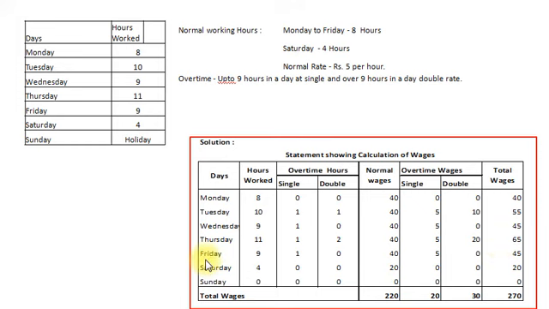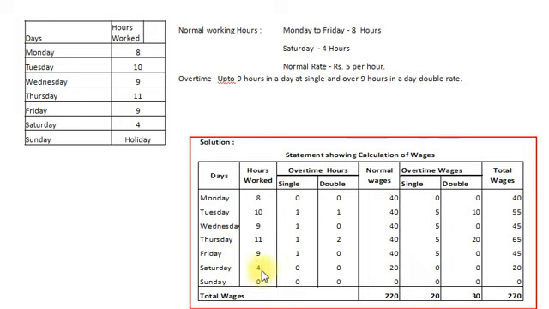Now on Friday our working hours 9, so single rate only 1 hour, no double rate overtime. So our normal wages would be rupees 40, that is 8 hours multiply 5, and for single overtime wage 1 hour multiply rupees 5, and double rate 0. So total wage is rupees 45.